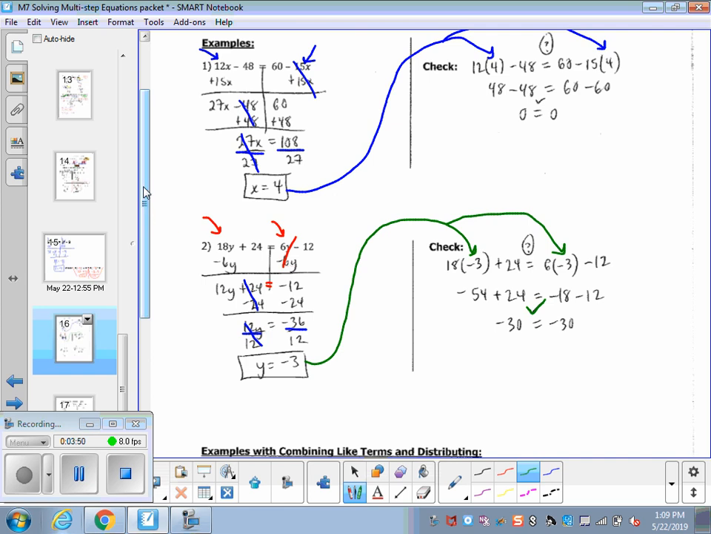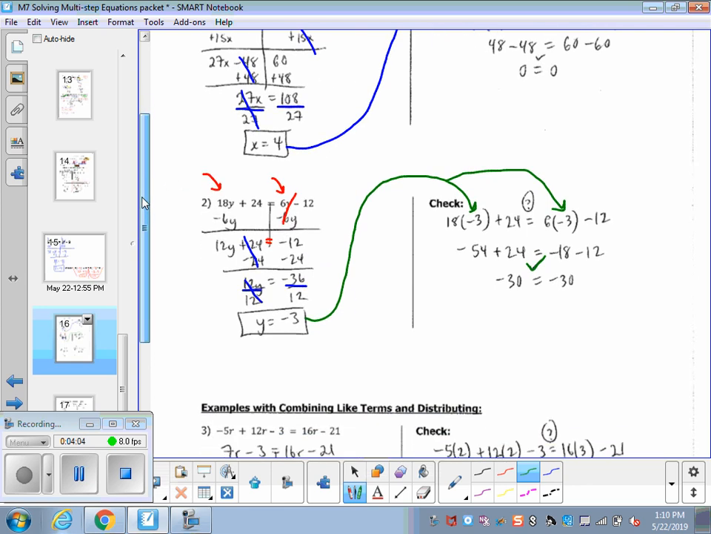So this video so far, we've just walked through a couple of practice examples, and you're just starting to get the hang of go after the smaller coefficient first, and then do the opposite with that on both sides, and then you know how to solve the rest with a two-step equation.